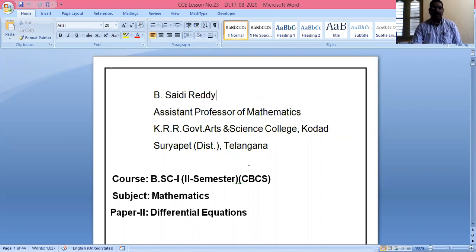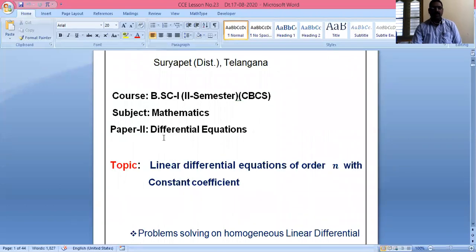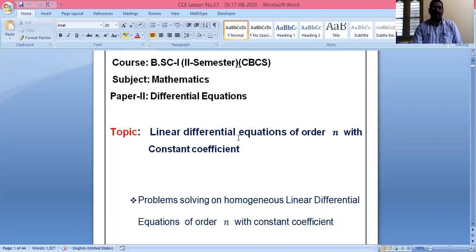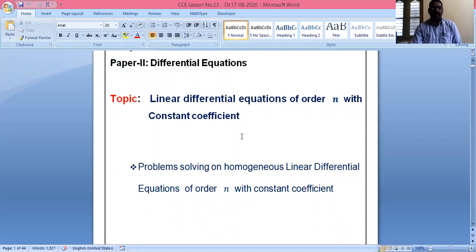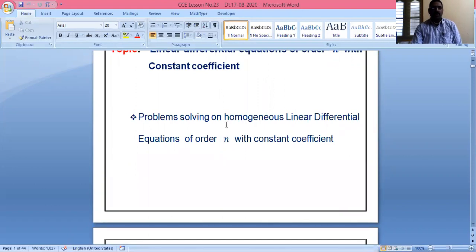This video is prepared for BSc first year, second semester, based on the CBSE syllabus for mathematics students, that is, paper 2, differential equations. In this video, we are going to learn linear differential equations of order n with constant coefficients. In this, we are going to solve some problems on homogeneous linear differential equations of order n with constant coefficients.